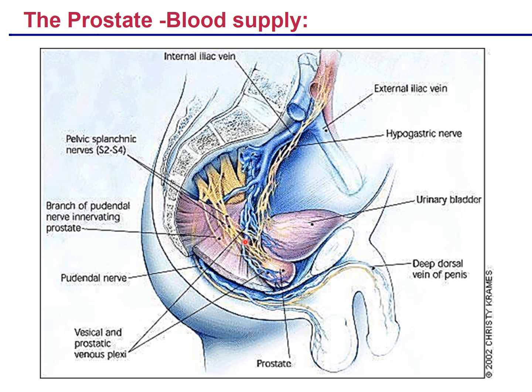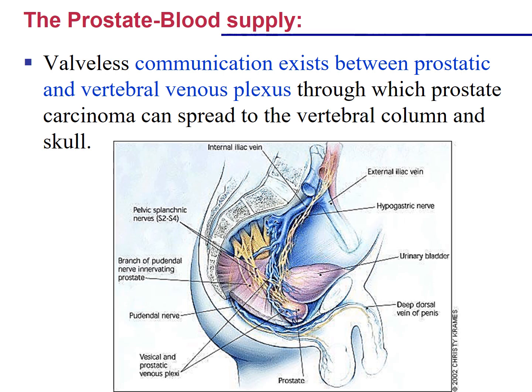prostatic venous plexus, and here we have the urinary bladder with the vesical venous plexus, and this is the deep dorsal vein of the penis. So this prostatic venous plexus receives the deep dorsal vein of the penis and the vesical veins or the venous plexus. Then all together they finally drain into the internal iliac vein. The prostatic venous plexus has communication with the vertebral venous plexus, and this communication is valveless, through which prostatic carcinoma can spread to the vertebral column and the skull.